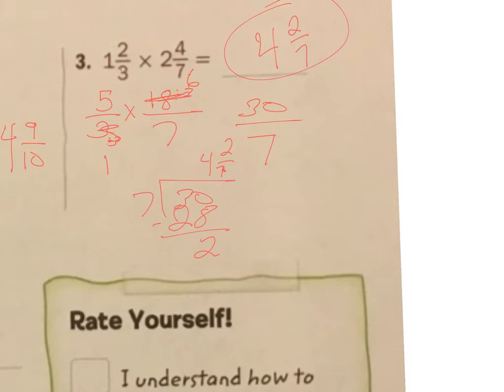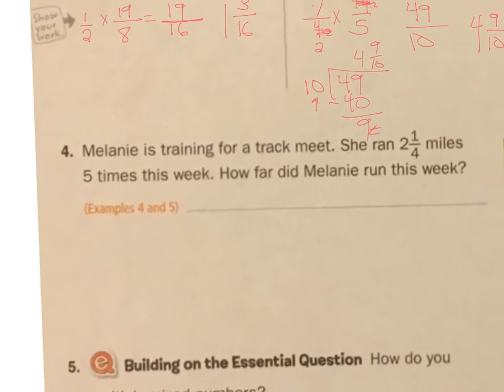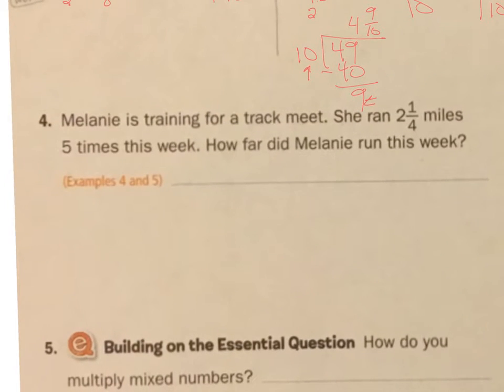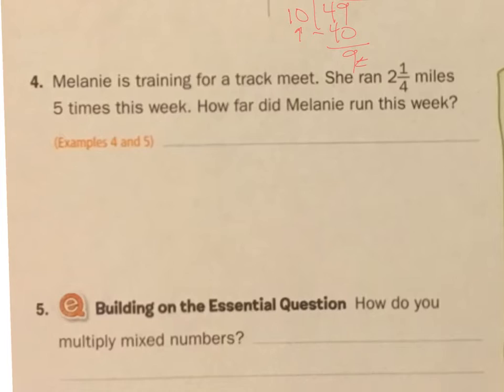Okay? Let's do one more guided practice here. Melanie is training for a track meet. She ran 2 1/4 miles 5 times this week. How far did she run? Okay, so it's going to be 2 1/4 times 5 days equals. Okay, this I want to make into a fraction.